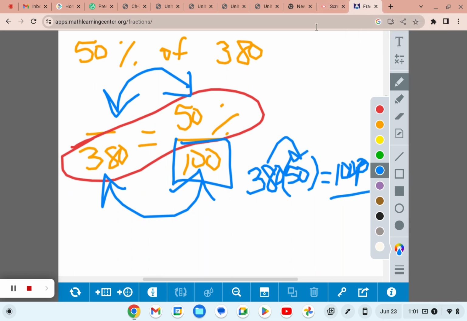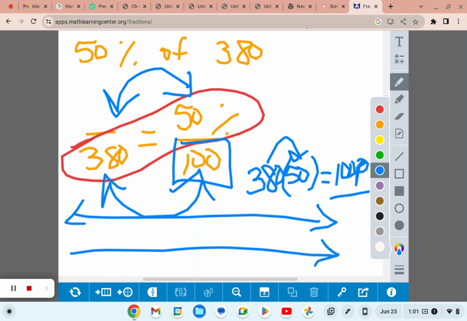Or you can do something similar to what I did, aside from this whole proportion, and set up double number lines. And if you set up double number lines, because y'all know I like number lines, you can put your percent up top. 100% is the same as 380. 0% is the same as 0. What would 50% be? And for some, just seeing that set up as a double number line helps them to say, oh, it's going to be half. And then they just cut it in half.